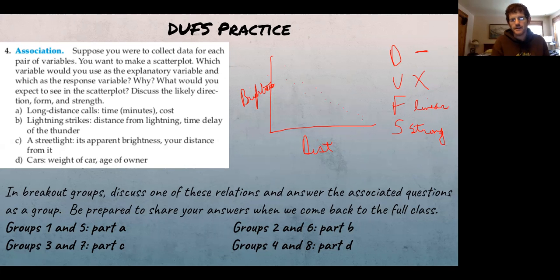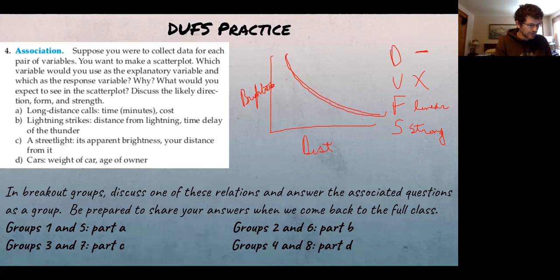What's funny about light is that it actually falls off almost like exponential decay. So in reality, this would actually be a nonlinear trend. But I'll tell you, this is not an AP question that's going to show up where they expect you to know stuff about how light falls away. So everything you answered totally works for me.